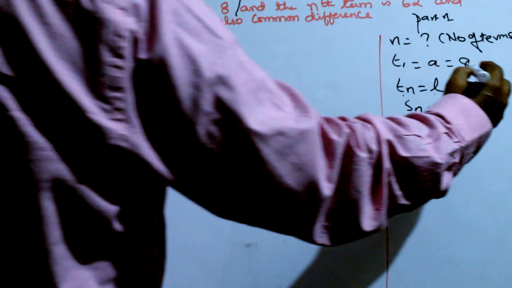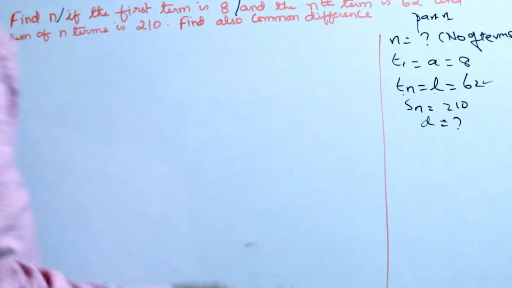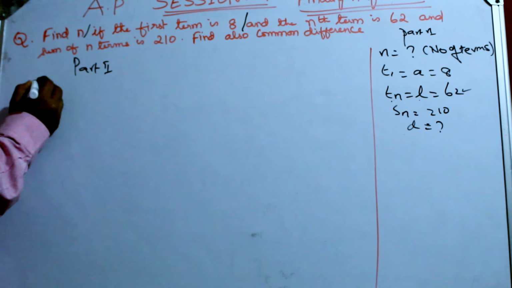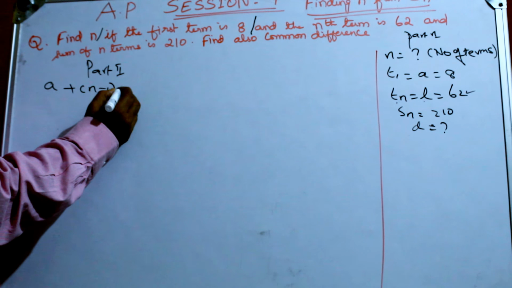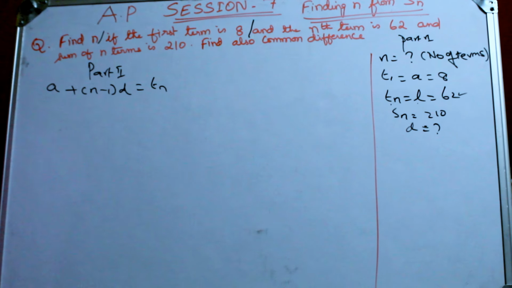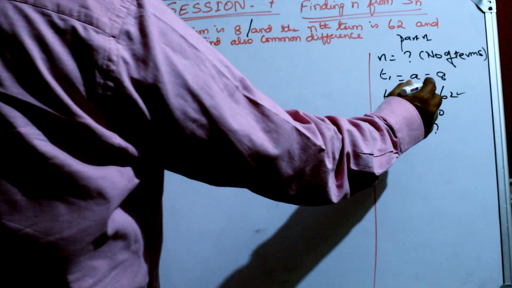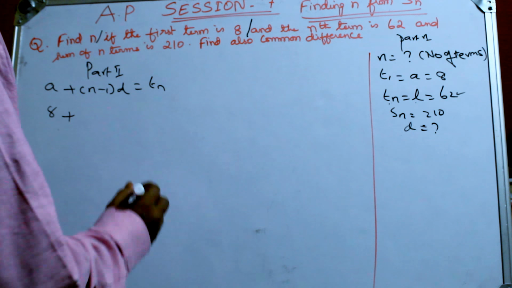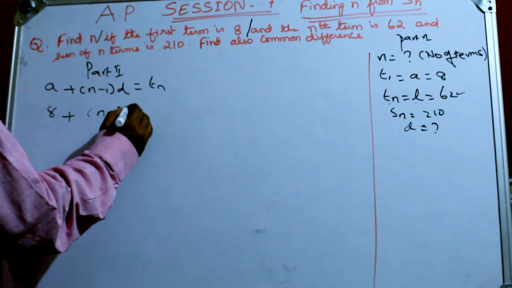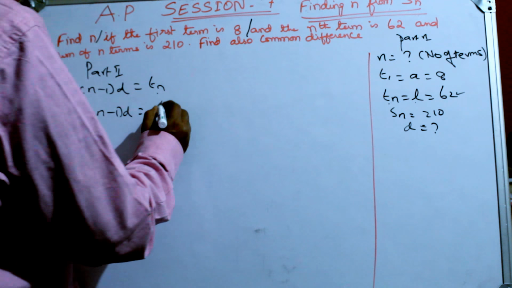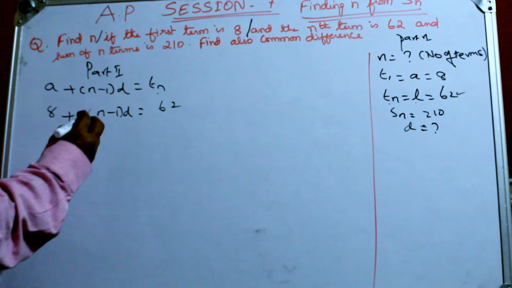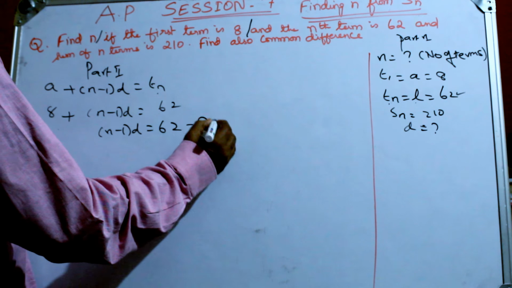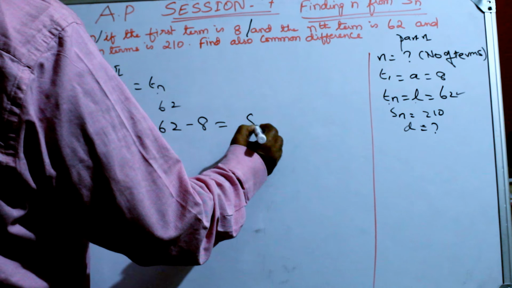So first we will take this. Tn is given. From this we will proceed. Tn, you write the formula, reverse. Part 2. So Tn is nothing but A plus n minus 1 into D is equal to Tn. So A you can put as 8, plus n minus 1 into D is equal to Tn, which is 62. So n minus 1 into D is equal to 62 minus 8, which is equal to 54.